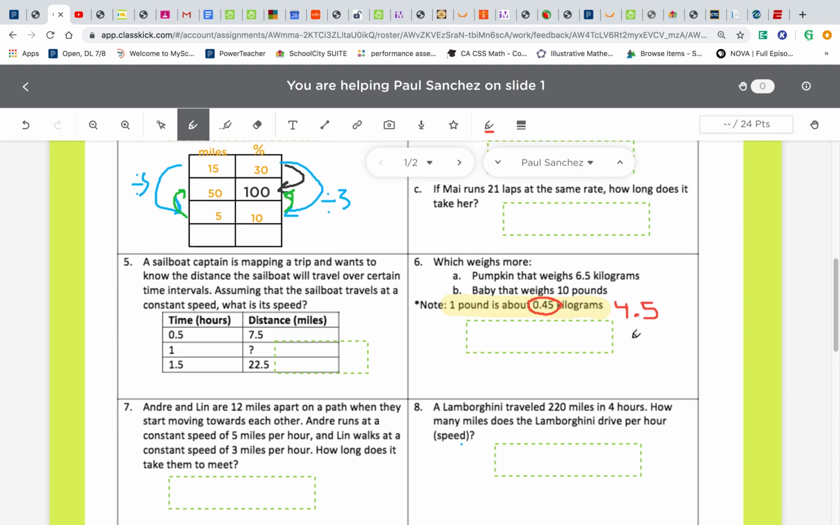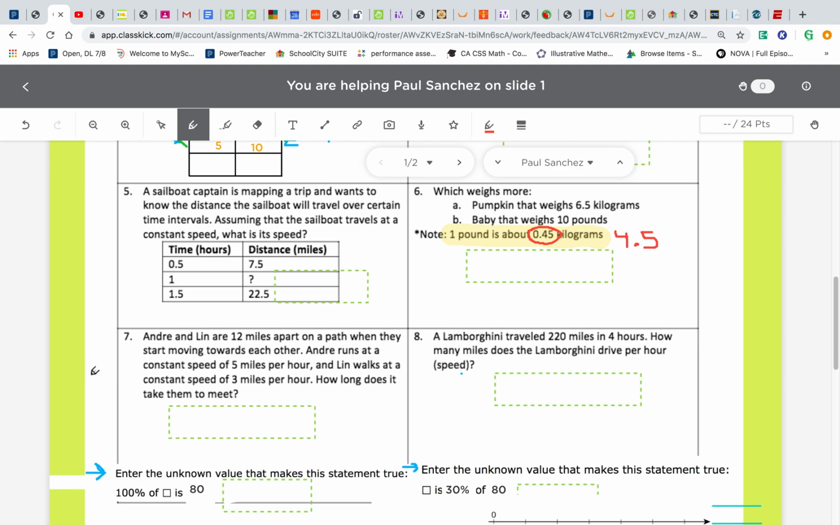All right, so here we have Andre and Lynn. They are 12 miles apart on a path when they start moving towards each other. Andre runs at a constant speed of 5 miles per hour, and Lynn walks at a constant speed of 3 miles per hour. How long does it take them to meet?